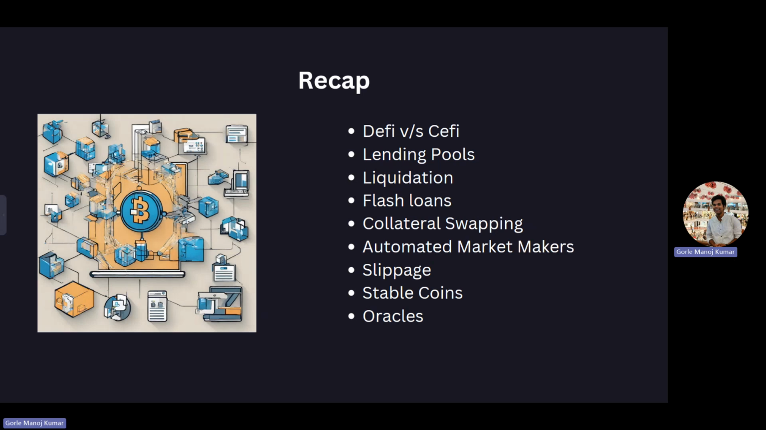And collateral swapping. Collateral swapping is you collateralize something. Let's say in simple terms, if you want to take a home loan, you submit your house documents and you take out the amount from the bank, right? So in collateral swapping, people will give either their ETH, DAI, USDC, USDT, or some other cryptocurrency tokens, and they get other types of cryptocurrency tokens in exchange for that.